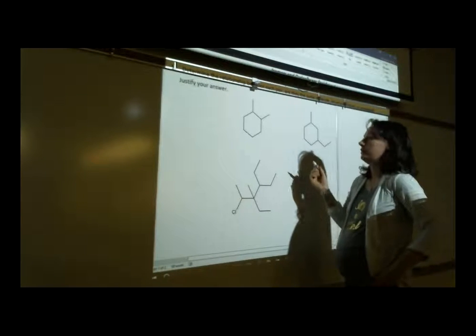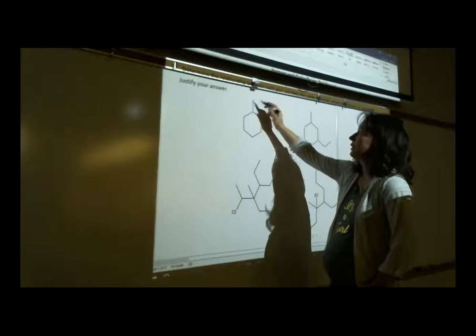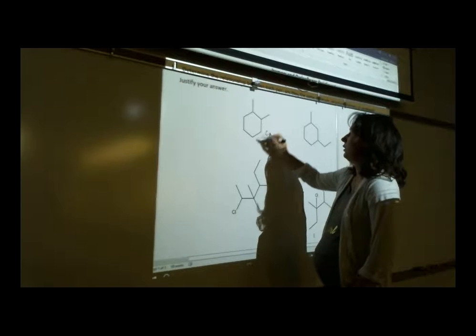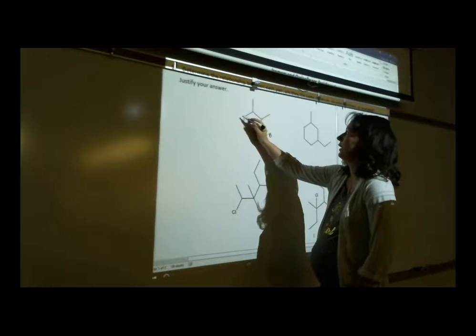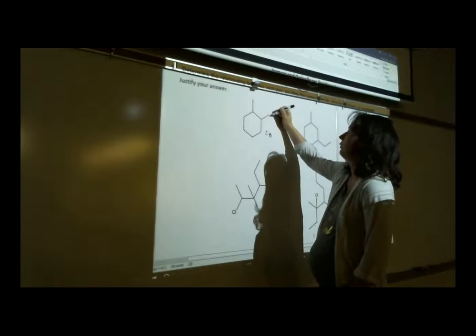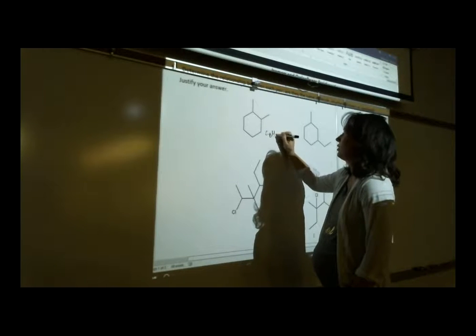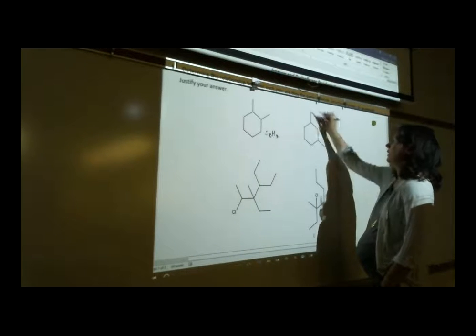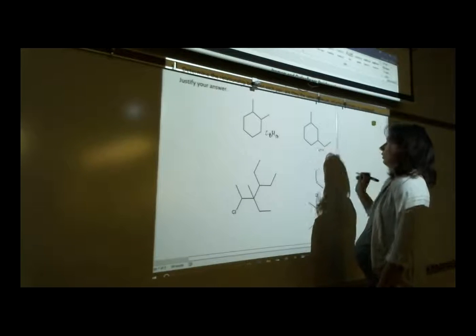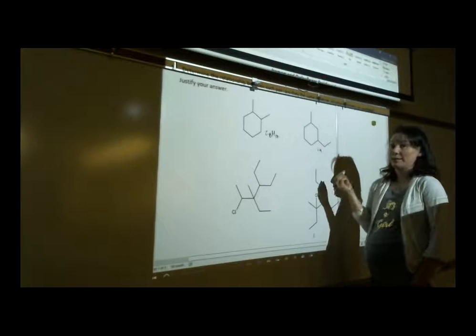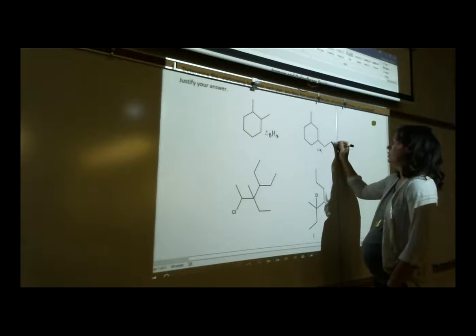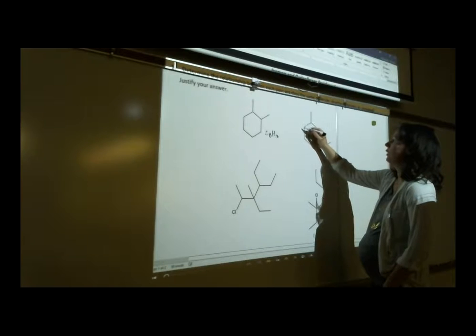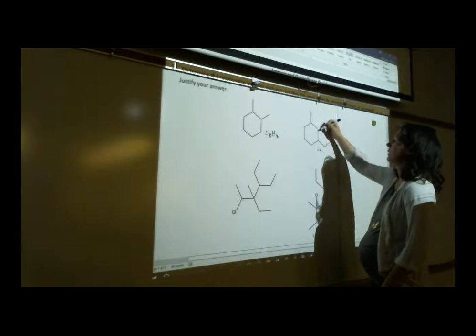So let's go through this. We've got 6 carbons here, 7, 8, so that's C8. 1, 2, 3, 4, 5, 6, 7, 8, 9, 10, 11, 12, 13, 14, 15, 16, H16. Whereas this one here are 6 carbons, 7, 8, 9. Right, so we already know our answer, but if we were being asked this on a test, we would need to justify it. 1, 2, 3, 4, 5, 6, 7, 8, 9, 10, 11, 12, 13, 14, 15, 16, 17, 18.